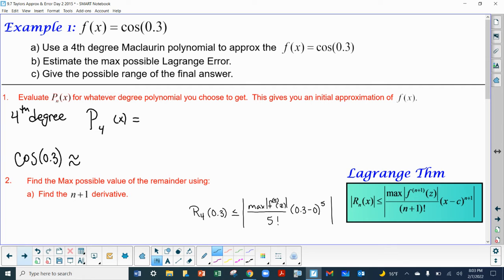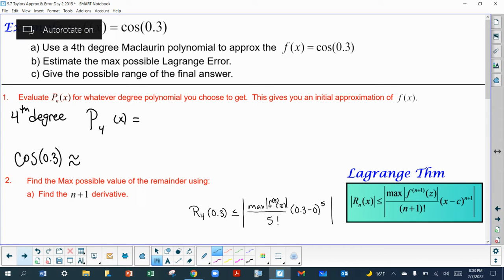Example 1, our function is cosine, and we want to evaluate the cosine at 0.3. So we're going to use a fourth degree Maclaurin polynomial to approximate the cosine of 0.3. Well, let's write out our Taylor series. So we know that the Taylor series for cosine, cosine is even, so it starts off with 1 minus x squared over 2 factorial plus x to the fourth over 4 factorial. And we just wanted a fourth degree Maclaurin, so we'll stop there. It'll just be those first 3 terms.